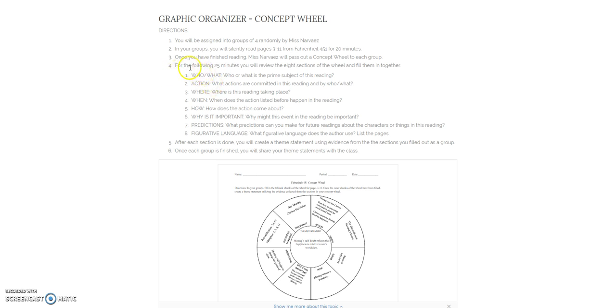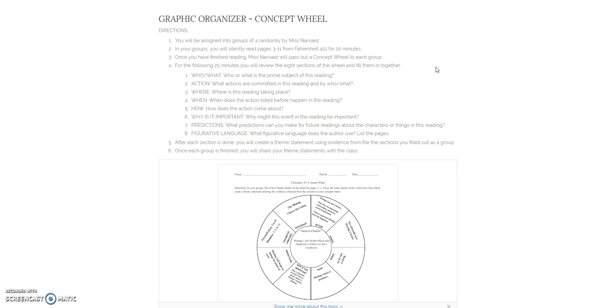So for about 25 minutes they would be filling out this entire wheel. So they'd start off with who/what. So who is the subject of the reading, and then we're moving on to action, so what's going on, and then where and when, how, like how does action come about, when does it take place and where does it take place, and then why is it important.